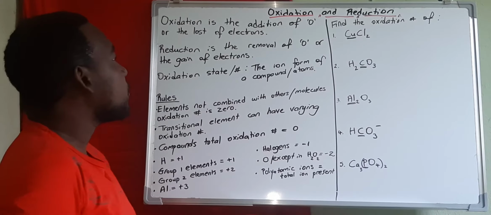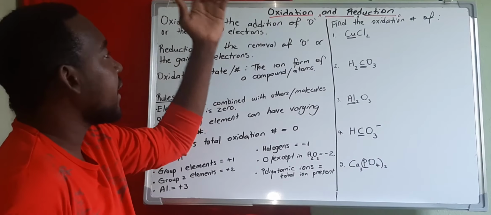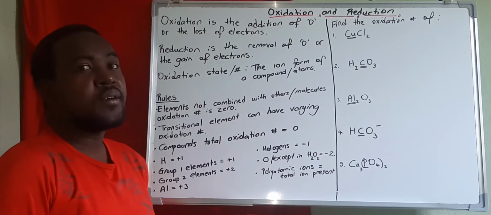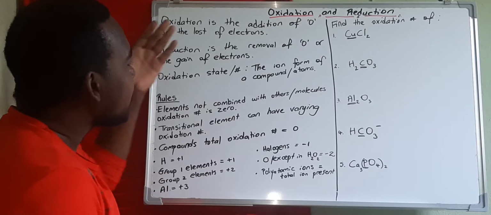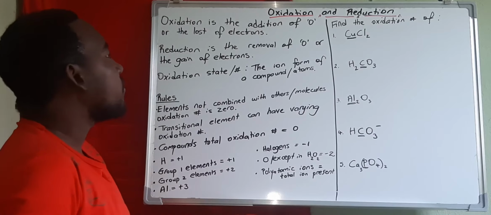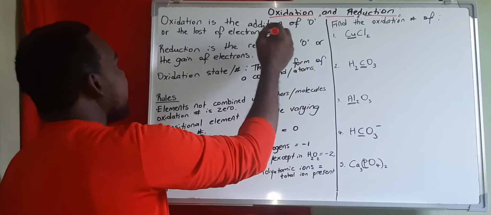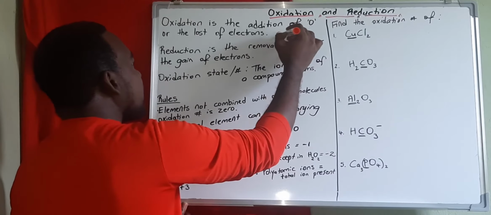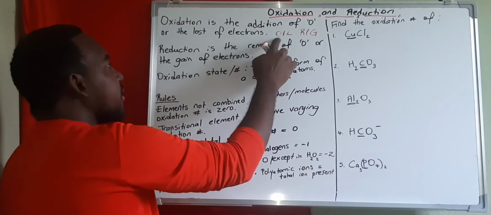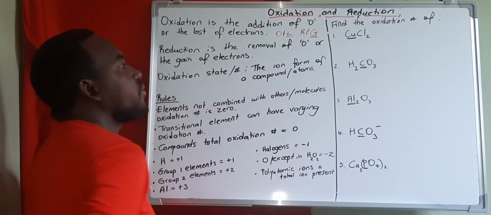Any element that is oxidized has added oxygen to it, or has lost electrons from itself. Reduction is the opposite of that, which is the removal of oxygen, or the gain of electrons. Students normally use the acronym OIL RIG, which tells us that oxidation is the loss of electrons, while reduction is the gain of electrons.